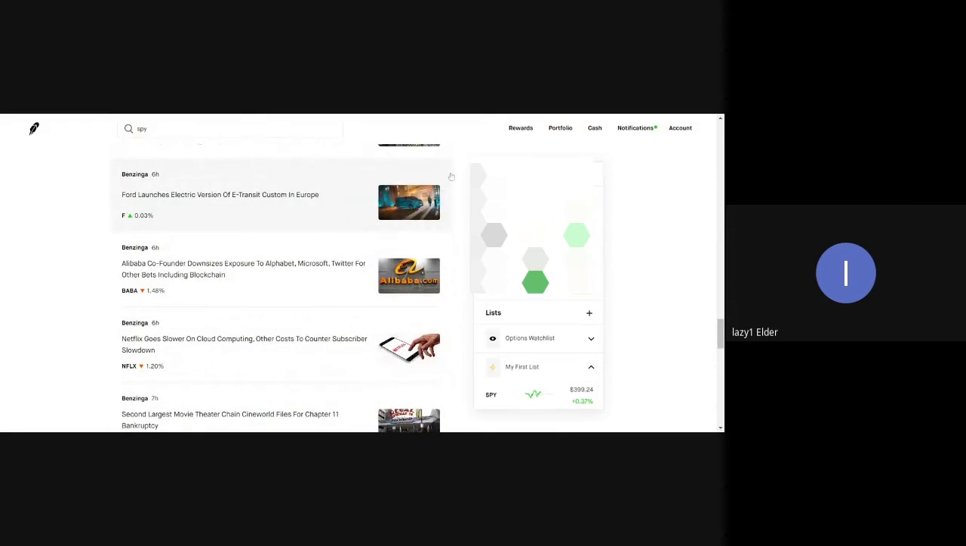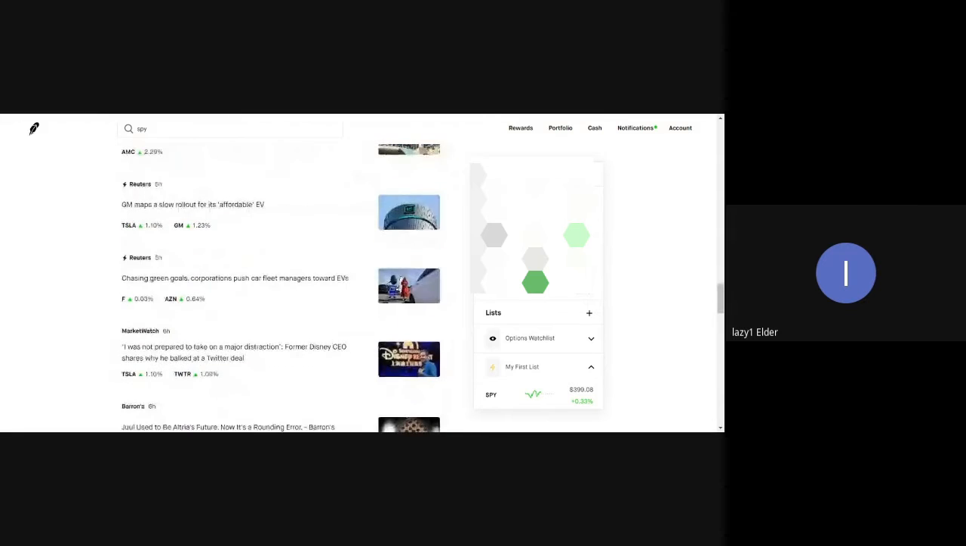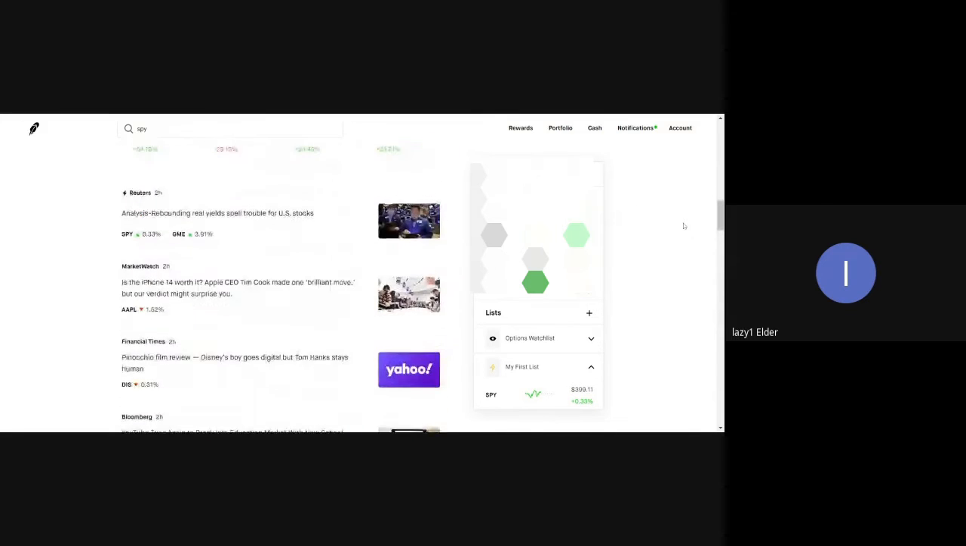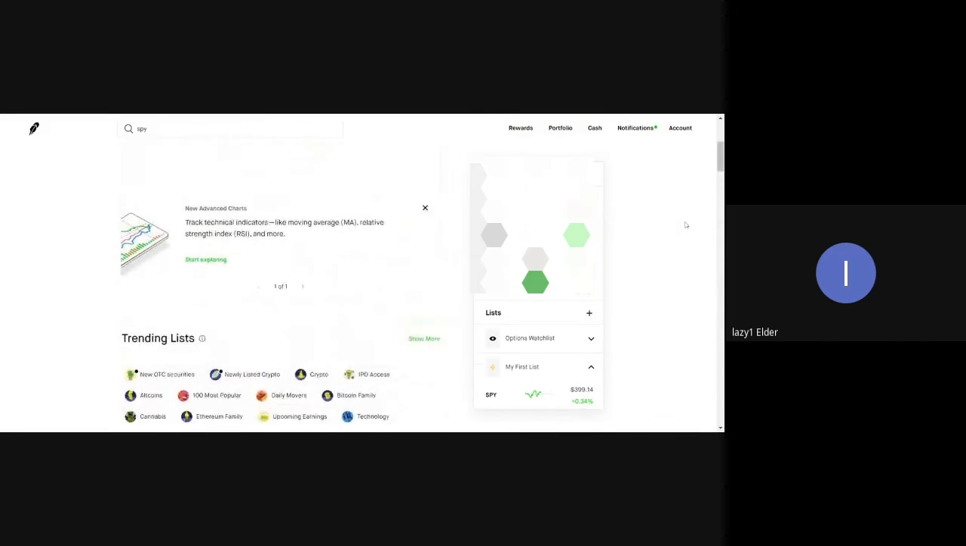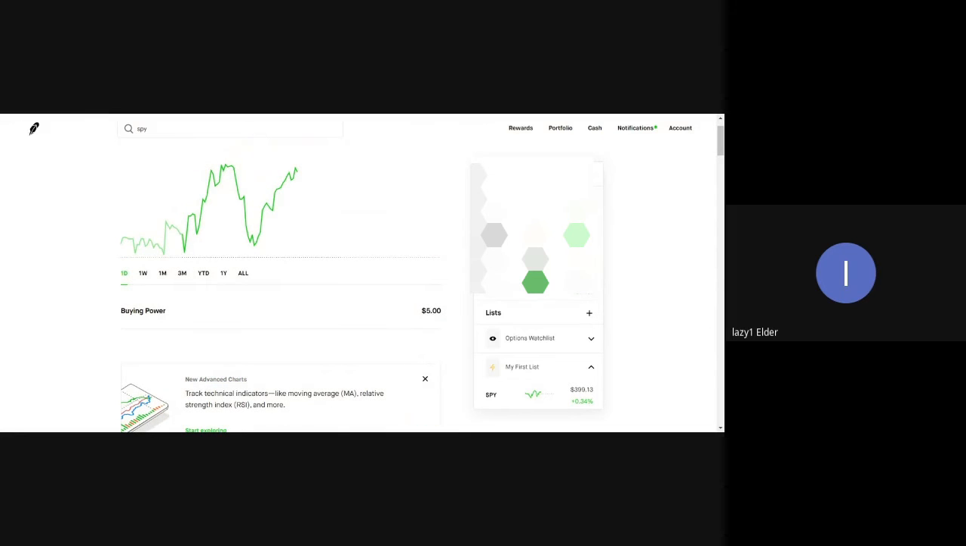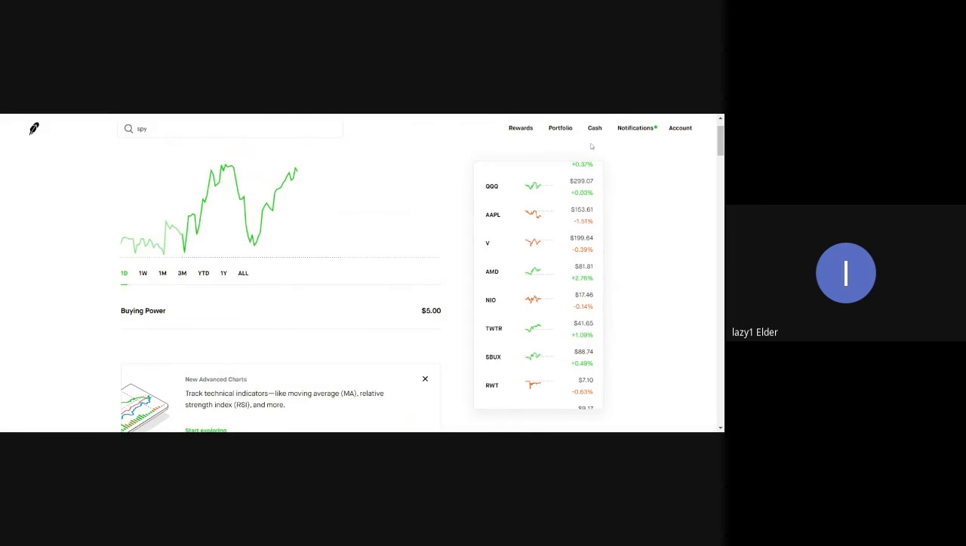Now, over here to your right, the top right, you have rewards, portfolio. Technically, portfolio is what we are in right now, because it's showing the stocks, watch list, all that stuff. Cash, how much cash you have, notifications, account. I won't go into that. Oh, yeah, how can I forget this: buying power. Buying power essentially is exactly what it says. How much buying power I have to purchase any of the stocks, shares, cryptos, whatever the case is.